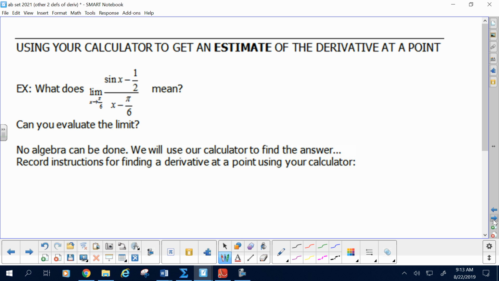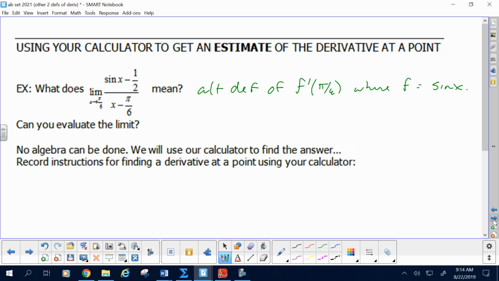All right, last but not least. So looking at that, what do you reckon that means? It's obviously a limit problem, and we could look at it just as a limit problem. But if we look at it from the lens of today, what is it also? It's the alternate definition of f prime at pi over 6, where f is sine of x. Okay? Now, if you try to evaluate that limit, you get a big fat 0 over 0, and algebra's out because sine doesn't factor and all that stuff.